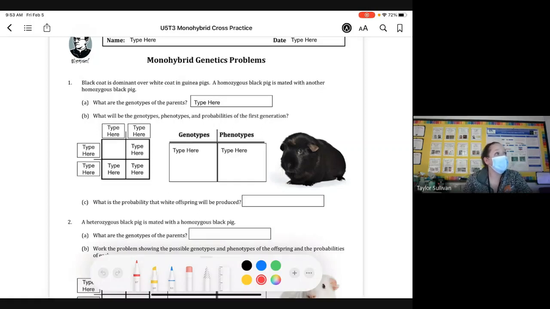In a monohybrid cross, we're talking about one gene, so mono means one. We're going to look at the genotype, which is what genes we have, and the phenotype, which is what physical traits we see, what they physically look like. They're going to give you a problem that tells you what the critters look like, and they're going to use the vocab, so we're going to figure out what that means. Like this one says, black coat is dominant over white coat.